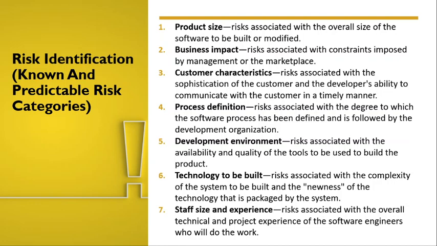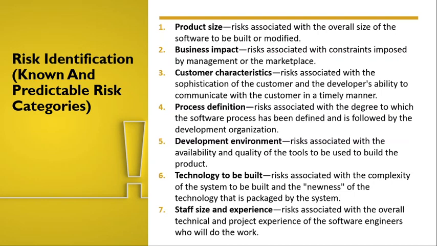So as some of the list is given here, like product size, this is known to us, isn't it? It's a risk associated with the overall size of the software to be built or modified. This is known to us, so we can identify any kind of risk related to this product size. The same is true for business impact, customer characteristics, process definition, and development environment. These are all what we learned in the last class. So these are the known and the predictable risks.